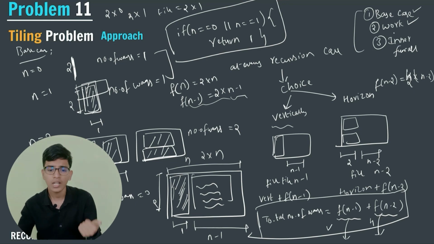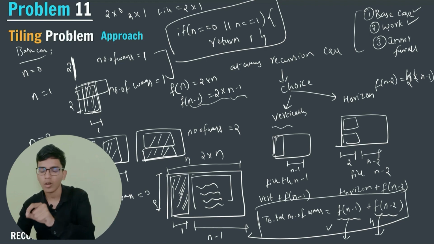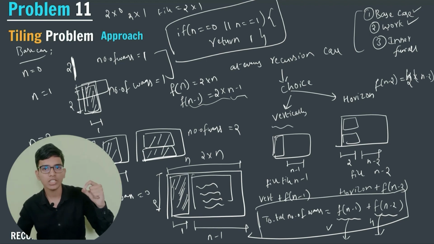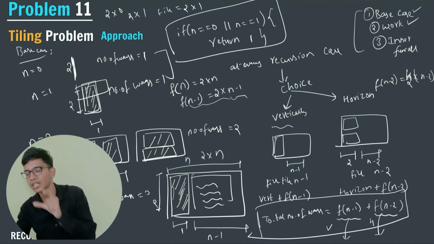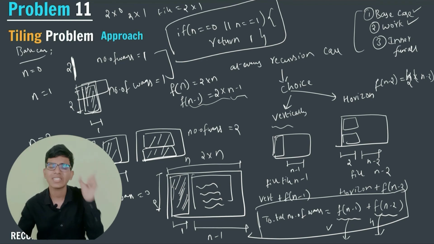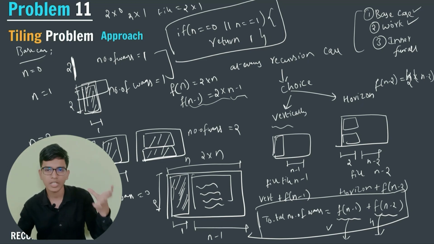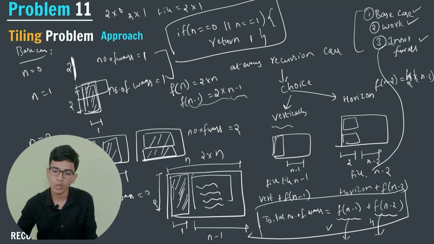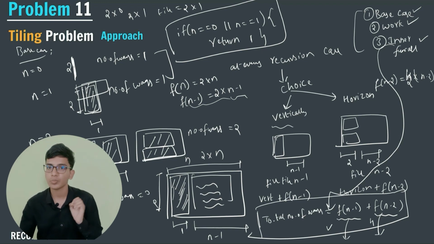We have defined our work: at every iteration we are going to make a choice, either vertical placement or horizontal placement. If vertical placement, then the recursion call will go for n minus 1. If horizontal placement, then our recursion call will proceed with n minus 2 remaining area. So this is my work. After that, the inner function calling looks like this. So I hope you have understood the three fundamental things for every recursion question and for this particular question. Right, now let us code this.